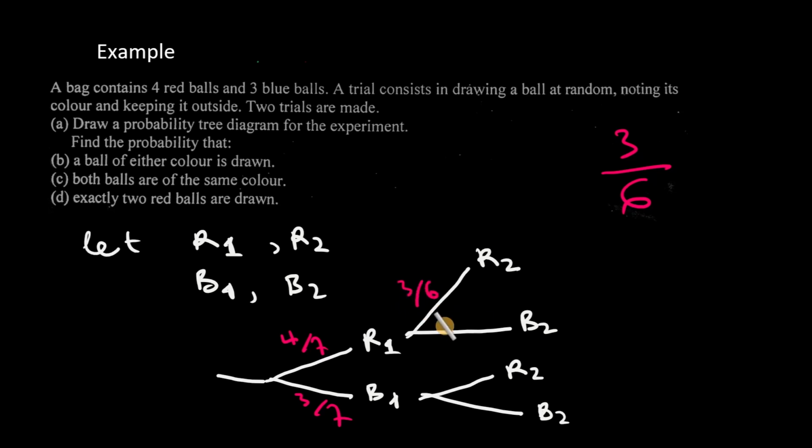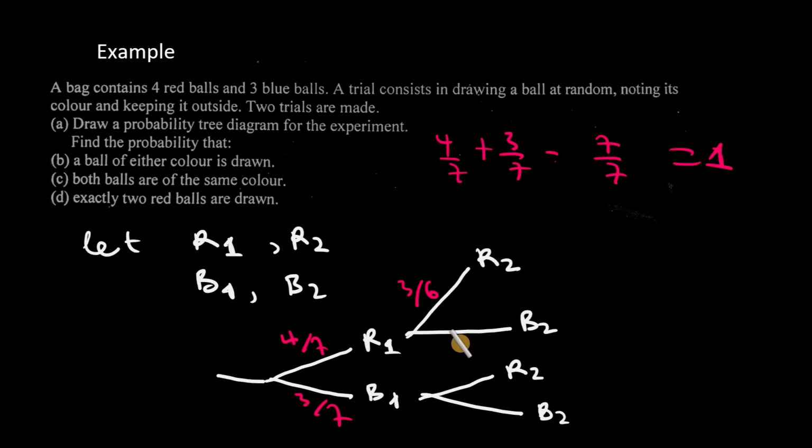You got to know that the sum of probability at a branch is always 1. If you look carefully here, you see that 4 over 7 plus 3 over 7 is equal to 7 over 7, which is 1. That is always the case with a tree diagram. So the sum of probability at a branch is always 1. The same here, the sum of probability in this branch is supposed to be 1.